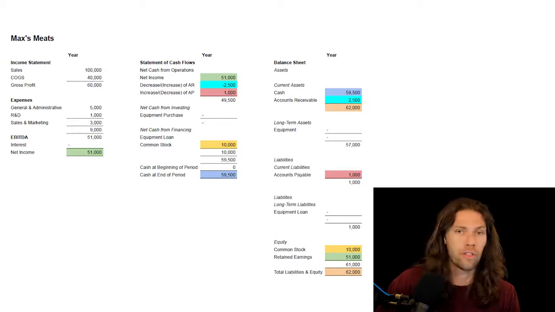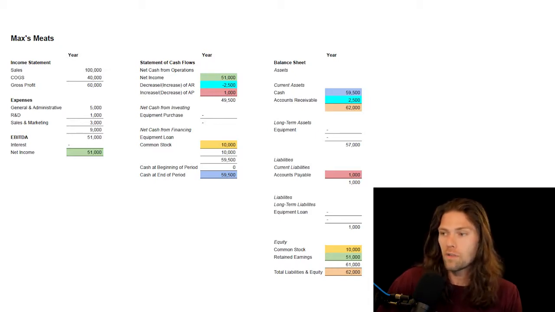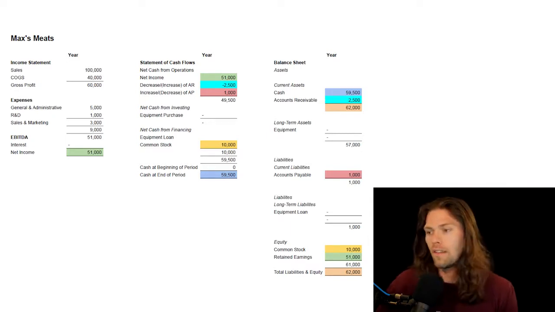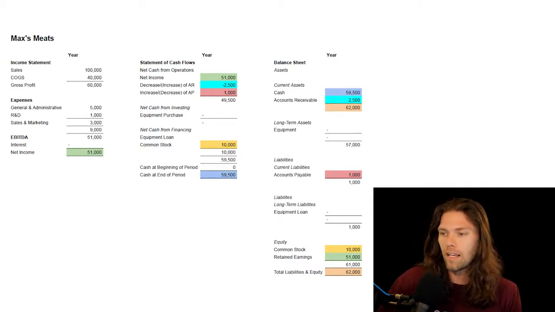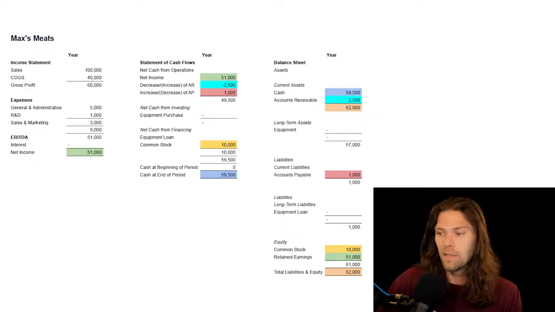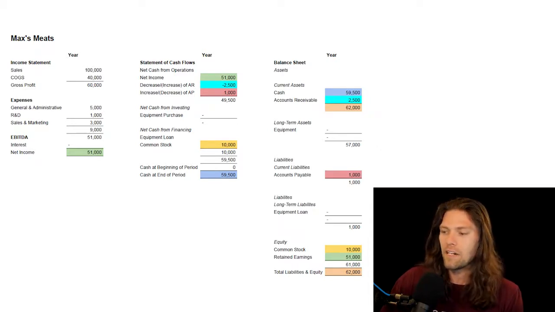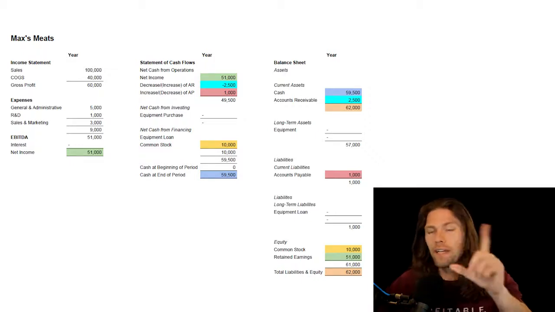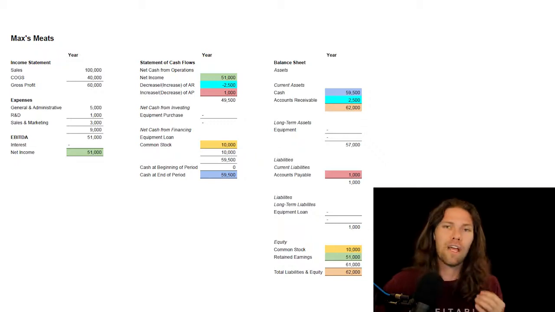So that should match. When you're looking at a company, the accounts receivable should match from the cash flows and the balance sheet. Common stock, again, we pulled that directly from the cash flows. It matches. And retained earnings, this $51,000 should be the same as the net income on the income statement. And then finally, at the end here, $62,000. This matches our $62,000 up above, and we are good to go. This is how they communicate. This is how they commingle with one another.